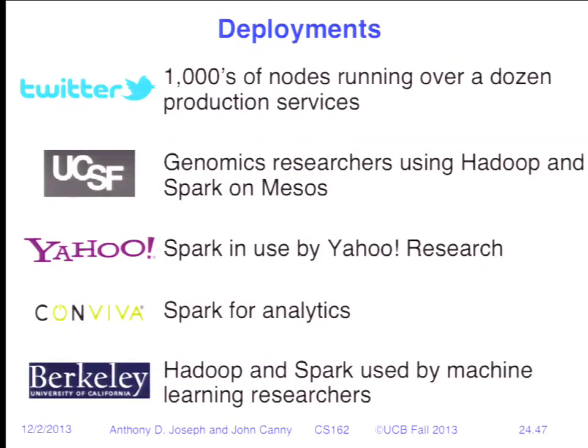So this is actually in production. Its biggest deployment is at Twitter, where it's running on many, many thousands of nodes, running dozens of production services, servicing over 100 million people every day. It's also used at UCSF, at Yahoo, at a startup, and many other places, including locally at Berkeley.